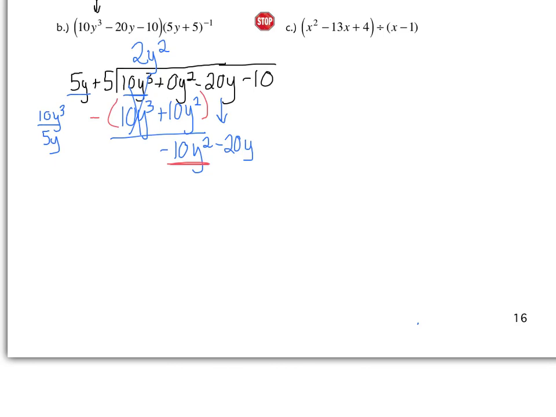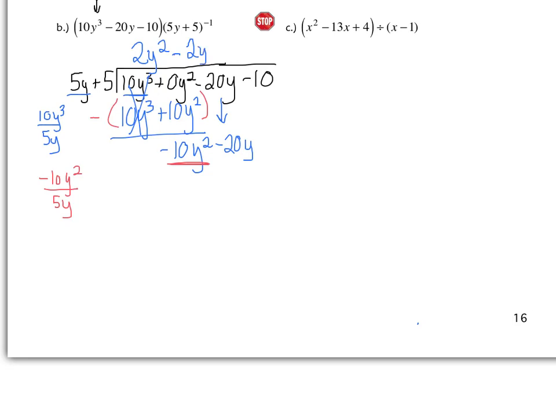So you're going to check how many times will 5y go into negative 10y squared. You divide those two. So again, off to the side, you could do negative 10y squared divided by 5y. What would you get? Well, negative 10 divided by 5 is negative 2, so we're going to write it as a minus 2 up here. And then y squared divided by y is y.